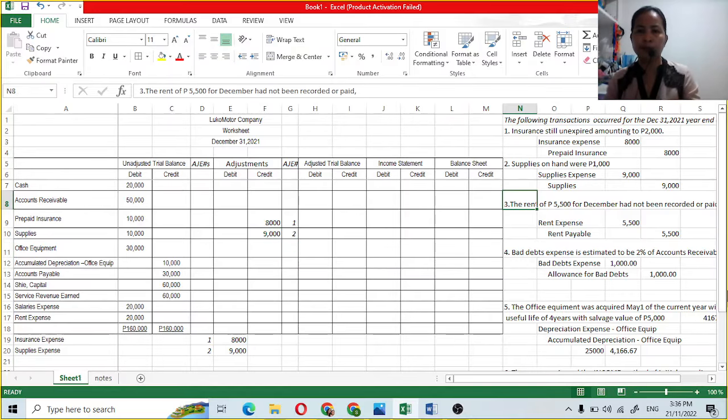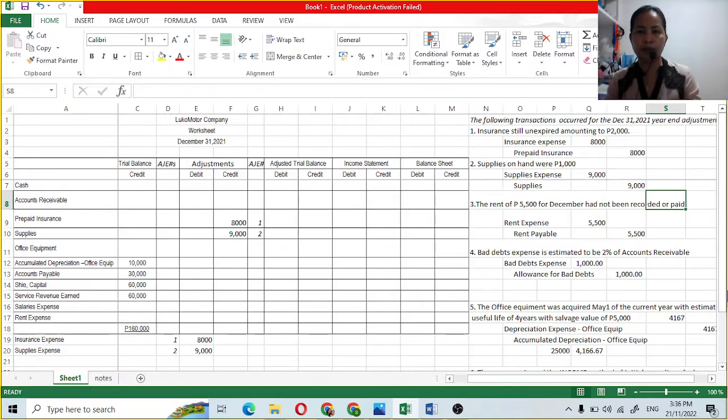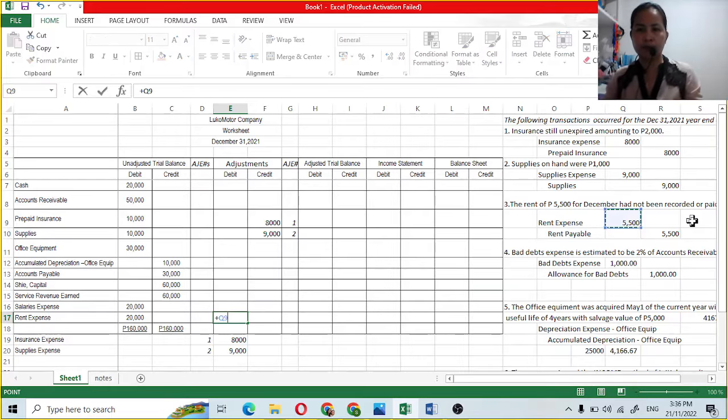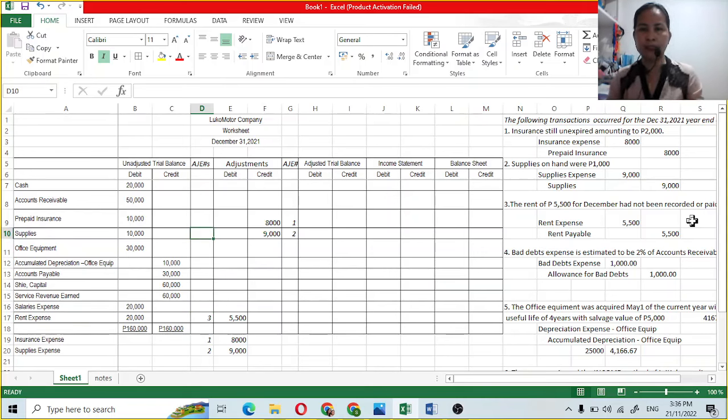Adjustment number 3. The rent of 5,500 for December had not been recorded or paid. Okay? Hindi pa daw na-record or hindi pa daw nababayaran. So, may rent expense pa dito? Meron na. Okay? Kasi nga, nirecord niya itong 20,000. So, dito tayo. Debit. Magkano yun? Rent expense na 5,500. Okay? That is adjustment number 3. Huwag kalilimutan para madaling makita. And then, credit rent payable na 5,500.